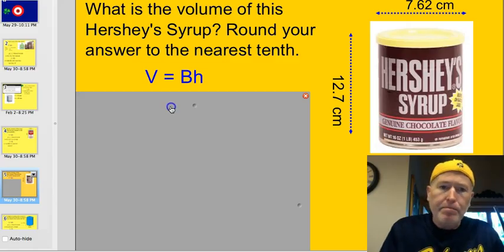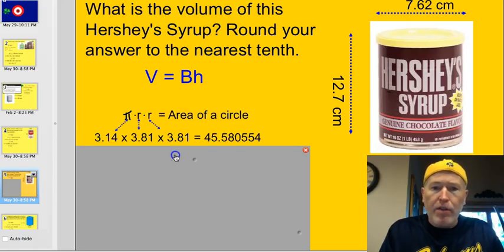All right, let's see how you did. Did you find the area of a circle? If you did it correctly, you would have got 45.580554.